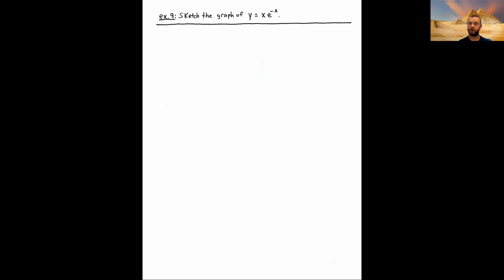So pause the video, give yourself an attempt at this. We've seen lots of calculations of derivatives involving exponential functions. So hopefully those previous examples through the previous lectures have prepared you for what we're getting to now. So pause the video and we'll check in a few minutes.